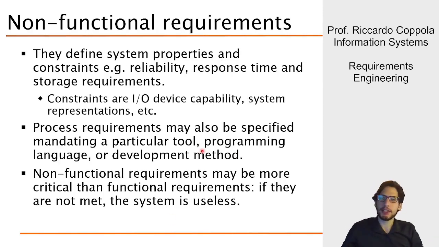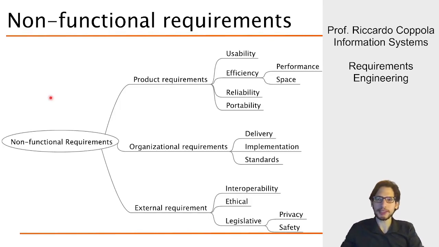It is useful to define non-functional requirements. So, as we said, they define system properties and constraints that are related to how well, to the quality of my software system. We have some definitions about types of non-functional requirements. The best way to visualize them is to look at a hierarchical representation, a taxonomy of non-functional requirements. We have three different types of non-functional requirements in our mind map.